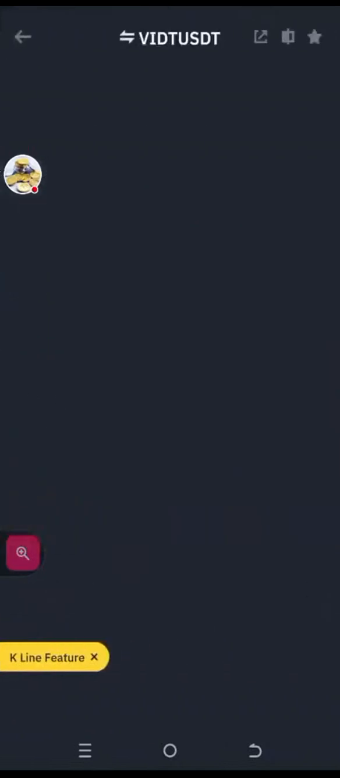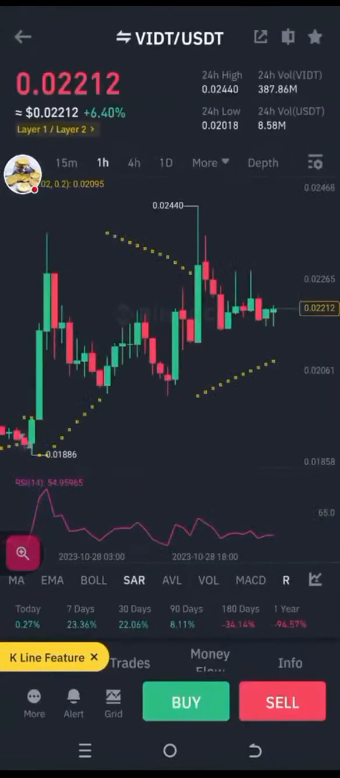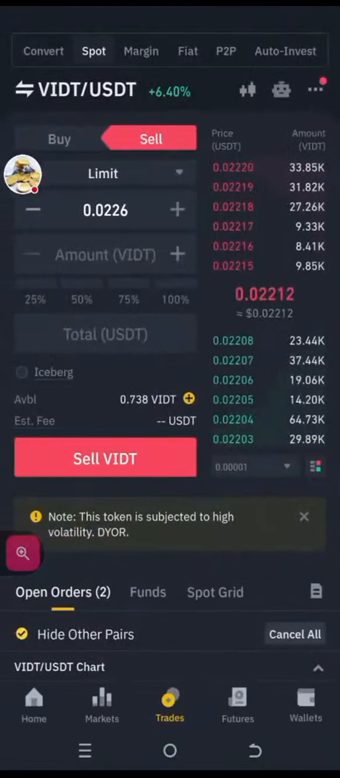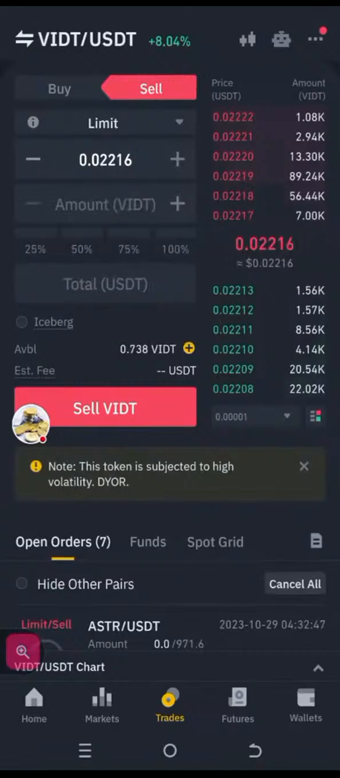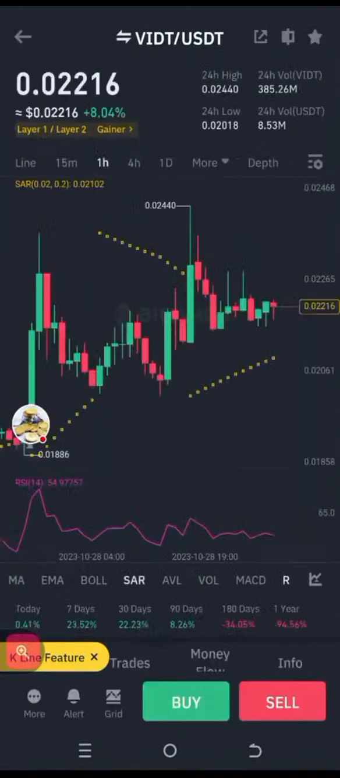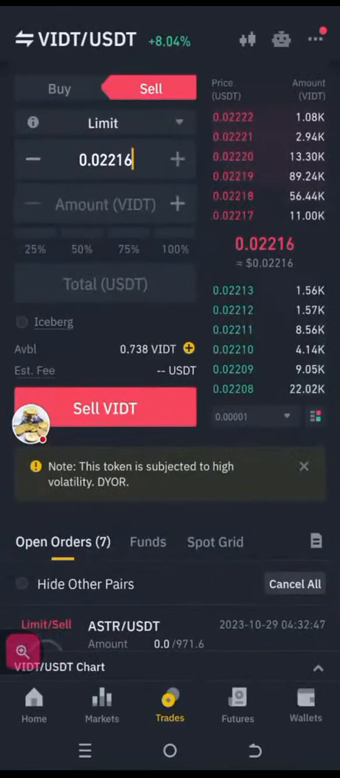All right, let's check the charts one more time. Looks like it's gonna go, right? So we wait for it. All right, I hope it's going up. Well, it's having a little pullback, but it will soon go up.